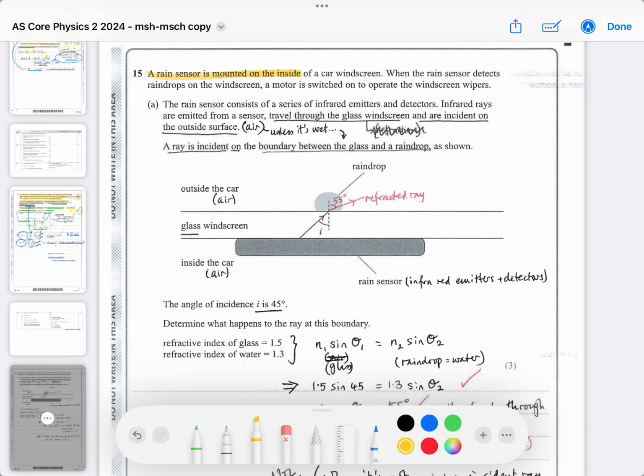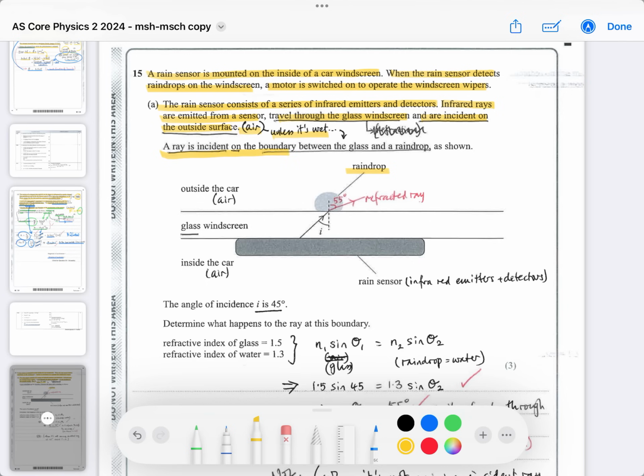A rain sensor is mounted on the inside of a car windscreen. When the rain sensor detects raindrops on the windscreen, a motor is automatically switched on. So that's clever. The rain sensor consists of a series of infrared emitters and detectors. Infrared rays are emitted from a sensor, travel through the glass windscreen, and are incident on the outside surface, which will be air, unless it's wet. So when it's dry, it will behave differently because it's going to air. When it's wet, there'll be a raindrop, and it will change the refraction ability.